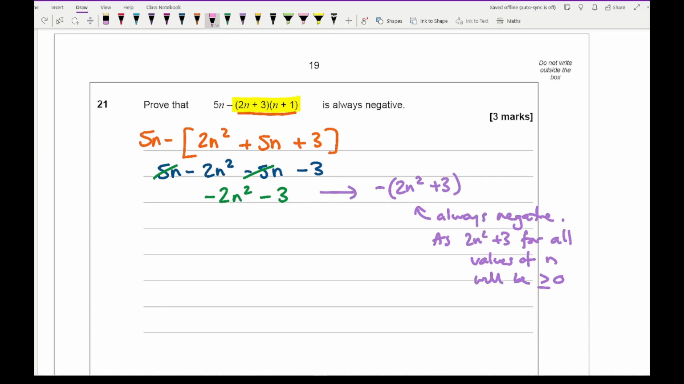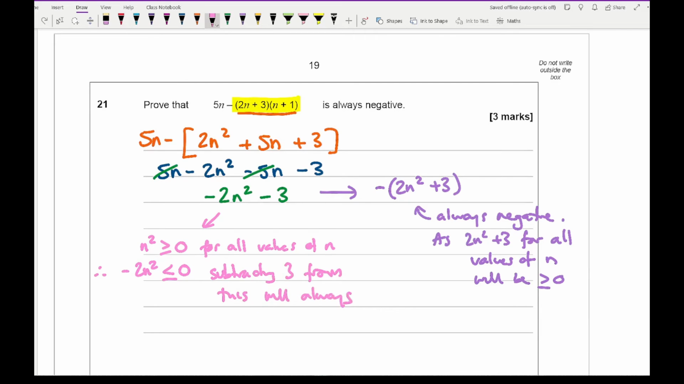Now another alternative you could say is something along the lines of that n squared is always going to be greater or equal to 0 for all values of n. So therefore, minus 2n squared is always going to be less or equal to 0. So then if that is true, then subtracting 3 from this will always be negative. Now if the biggest value that minus 2n squared can be is 0, 0 take away 3 is going to give you a negative answer.